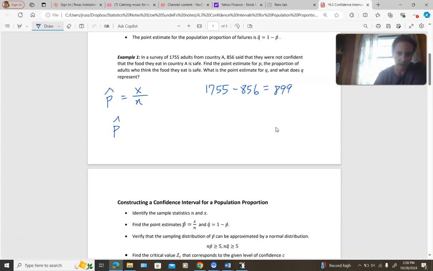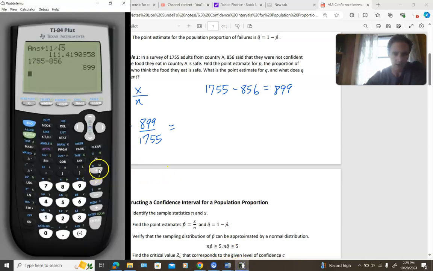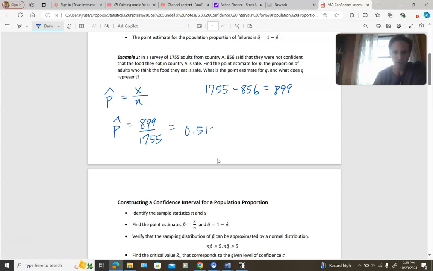So to find p hat, our point estimator, for the true population percentage, or proportion, same thing really, that feel that the food is safe, we're going to divide the number from our sample that think the food is safe by our sample size. And this is always going to be a decimal, guys. Okay. Let's see. Well, I've already got the 889 in there, so I'm just going to divide it by the sample size. And I'm going to get, let's carry this to 3 decimal places, 0.512. Okay, so in other words, this would be our estimate.